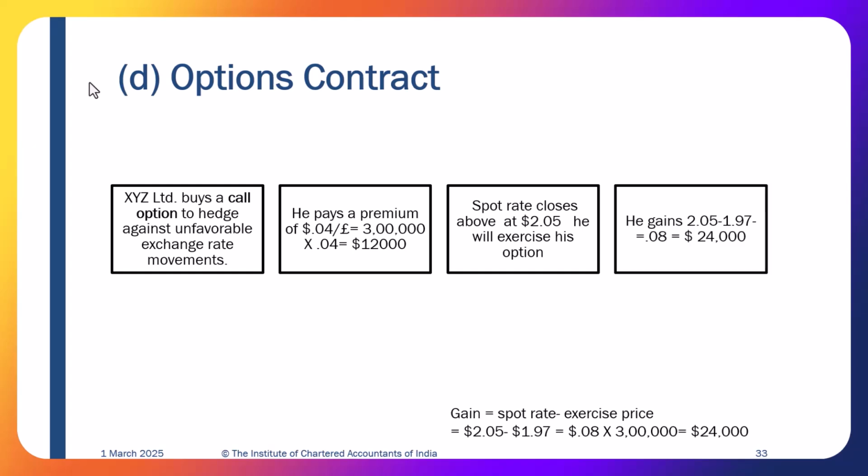So his gain is how much? 2.05 is the current rate, the expected rate. Assume that this was the spot rate on that day. You have to make an assumption that the dollar closes at this rate. So 2.05 minus 1.97 means he is sitting on a profit of 0.08 dollar per pound, which translates into a profit of $24,000. So he's going to get $24,000 from the market minus 12,000, which he has paid as premium upfront. So his net gain is how much? $12,000, isn't it? He has a gain of $12,000.